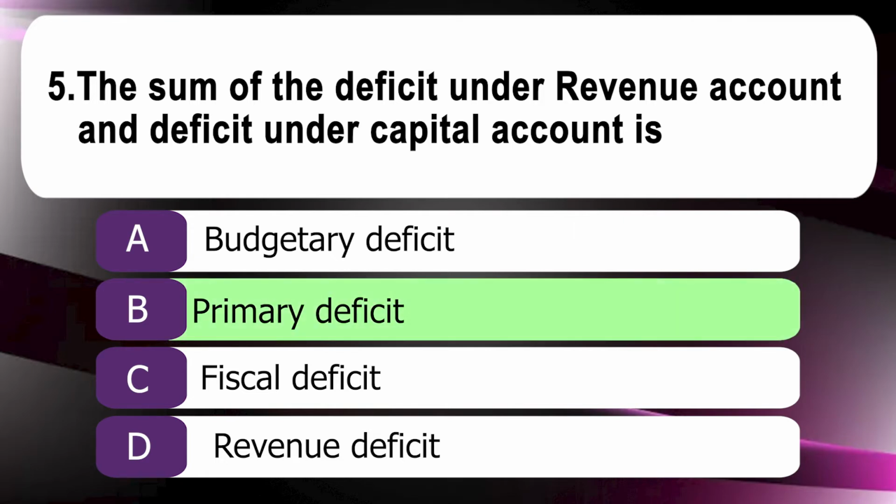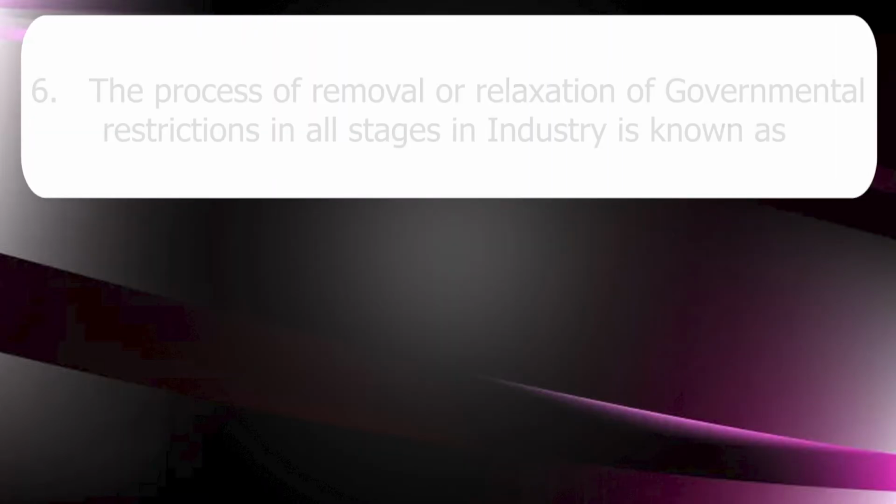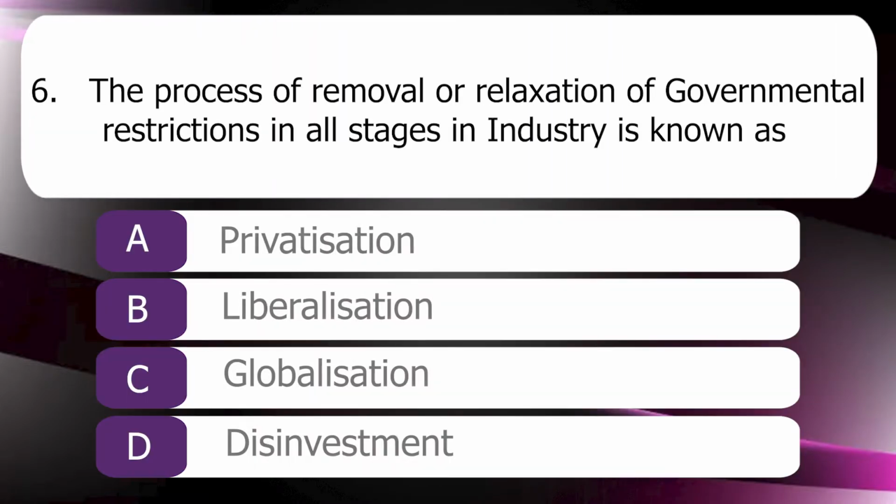Primary deficit. Sixth question. The process of removal or relaxation of government restrictions in all stages in industry is known as A. Privatization, B. Liberalization, C. Globalization, D. Disinvestment. The correct answer is A.